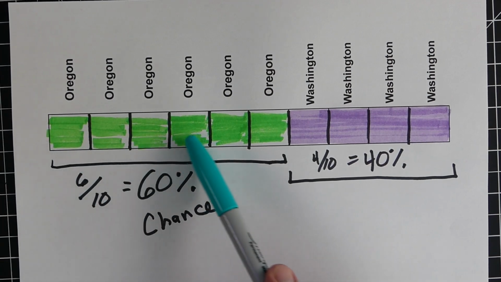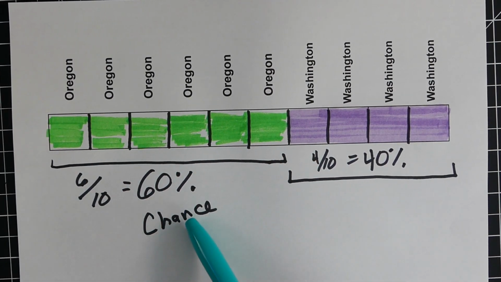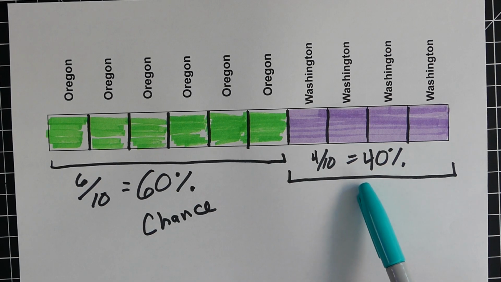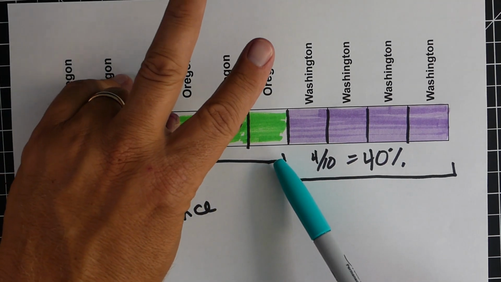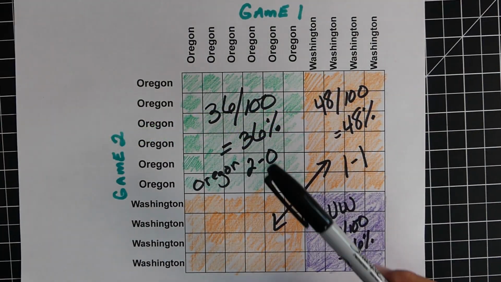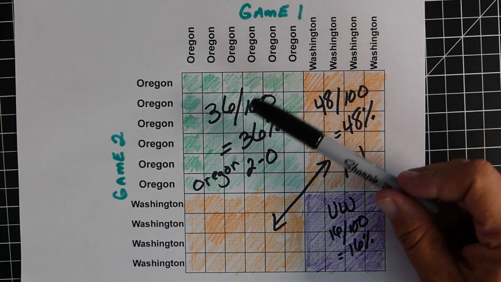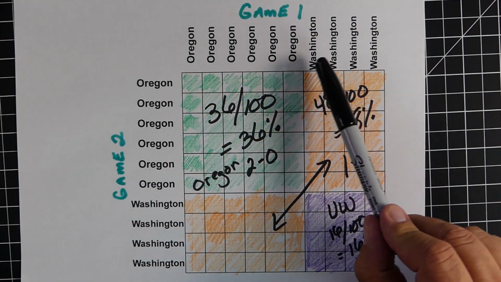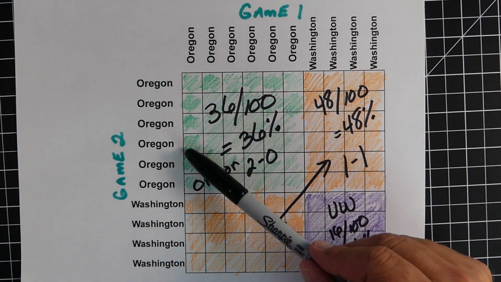So if we revisit our model, you can see that we said Oregon would have like a 60% chance, Washington would have a 40% chance. But they played twice. So what we're going to do is take that information and create a little grid showing a simulation of 100 games. And it shows our 2 games right here.